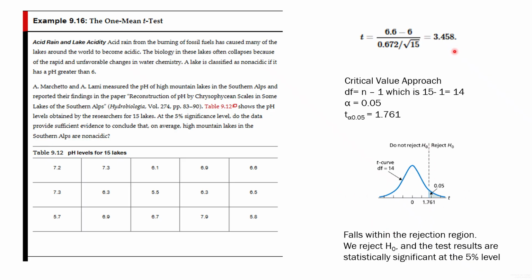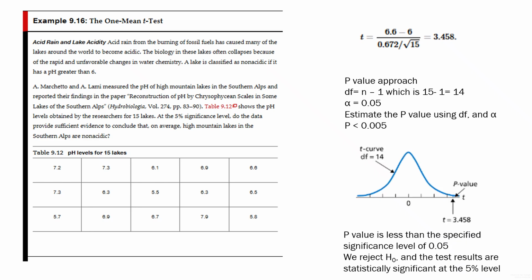So again, number line it, put your critical point here. Our number is 3.4, so it's going to be over here. It's going to be way higher up on this number line here. And so we reject our H0 because it falls within the rejection region, and we can say that the test results are statistically significant at the 5% level.